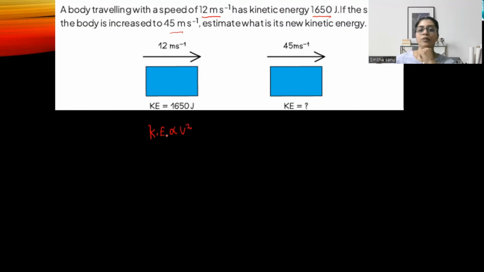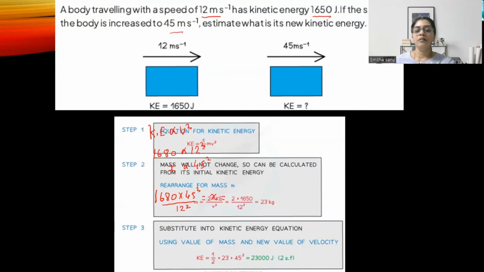So can I make two equations for the situation, that 1680 is proportional to 12 square? Then if velocity is 45, what is the kinetic energy? We can do it by the ratio method. 1680 times 45 square over 12 square should give you the answer for x, which is the energy. And that should be 23,000 joules. The answer is 23,000 joules. You can have a look here.